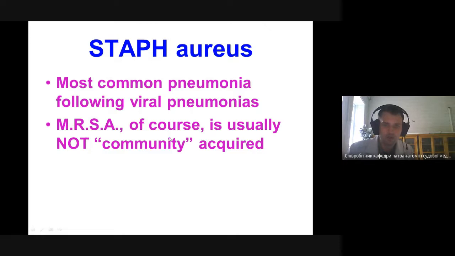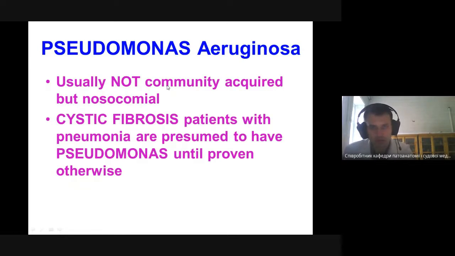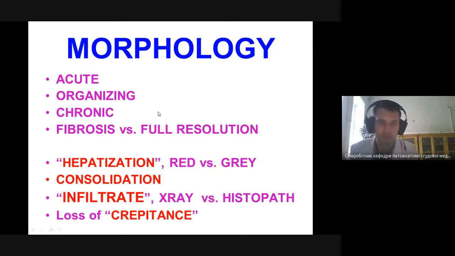Resistant staphylococci, of course, is not community acquired. It's the nosocomial infection acquired in the hospitals. Klebsiella pneumonia could be in lobar pneumonia. Common in alcoholics. Pseudomonas aeruginosa, Legionella. Although pneumonia is one of the most common causes of death, it usually does not occur in healthy people spontaneously. You should remember that.